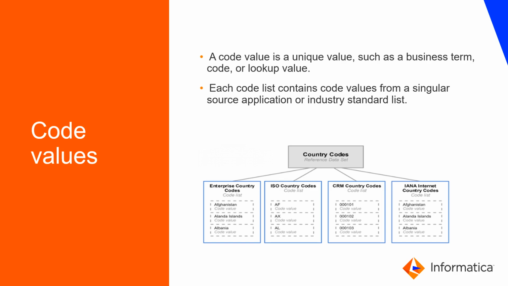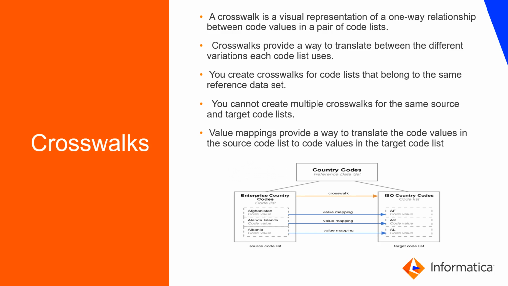When we have multiple code lists for the same dataset, we need a way to translate between them. For example, we need a way to say IN and IND both represent the same country. That's when crosswalks and value mappings come into picture. Crosswalks are one-way relationships between code values in a pair of code lists. For example, we have a code list enterprise country code and ISO country code. To create a crosswalk between them, we need to provide the source and target. If they are equivalent, you must create two crosswalks.